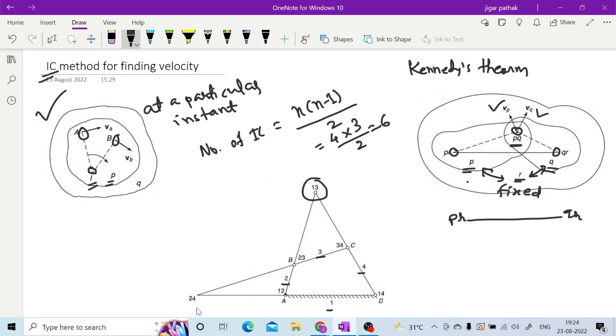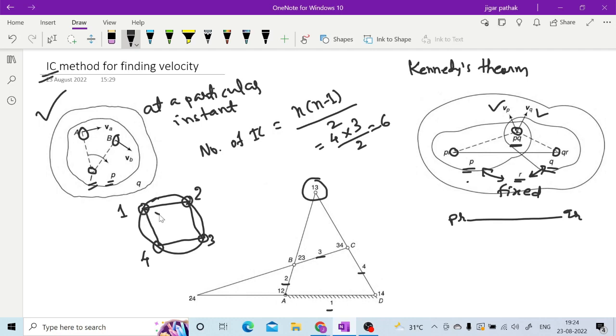Right, similarly for 2 4 you have to have these extended lines on 1 2, 1 4 and 2 3, 3 4. For this you can also have one more trick, right? If you are having this 1 2 3 4, like this, here you are having 1 2, 2 3, 3 4 and 1 4.